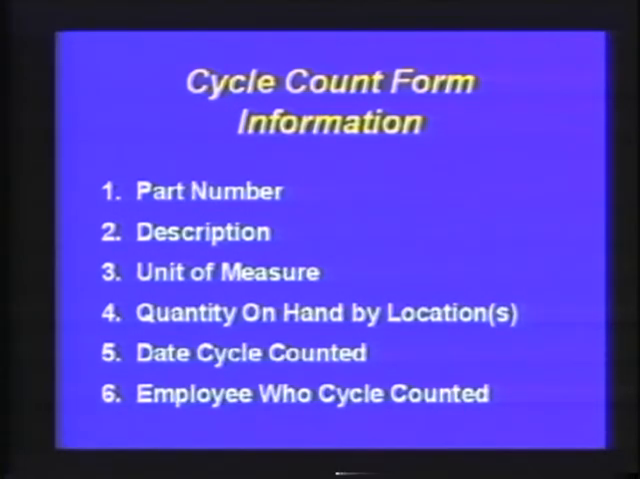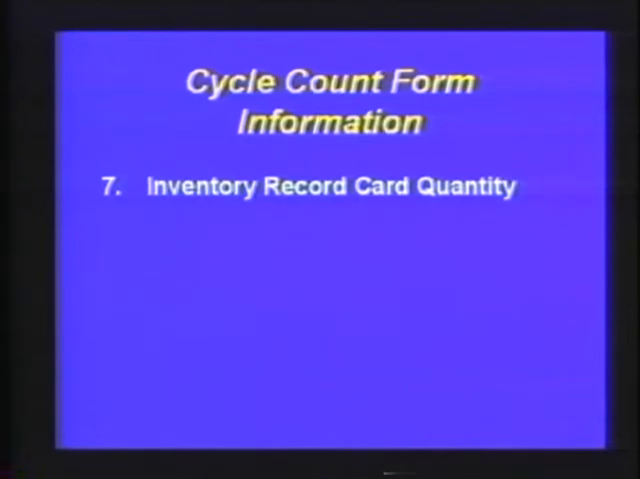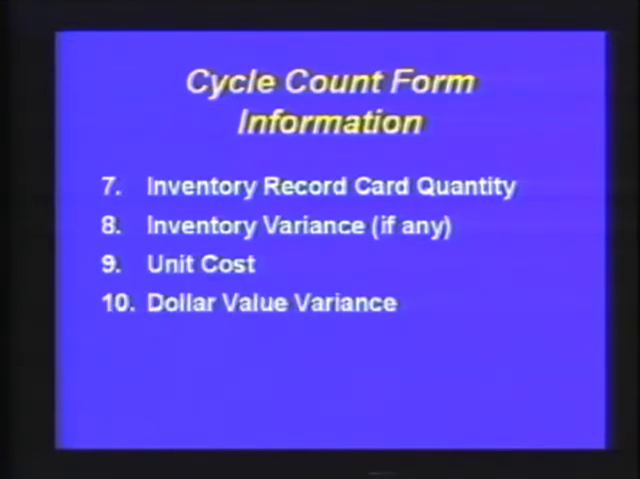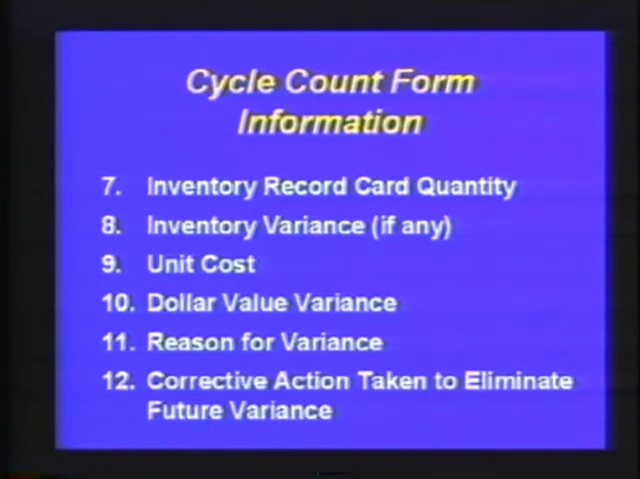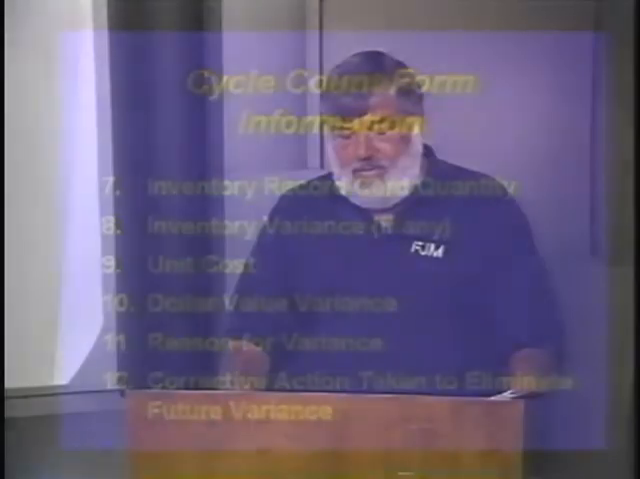And then we'll have to record the inventory record card count and determine, is there a variance, if any, the unit cost, the dollar value of variance, and a reason for the variance if you can determine it. And after a while, you should be able to determine that without too much trouble. And then step number 12 is the most important data element, and that is, what corrective action should we take relative to the cycle count program.